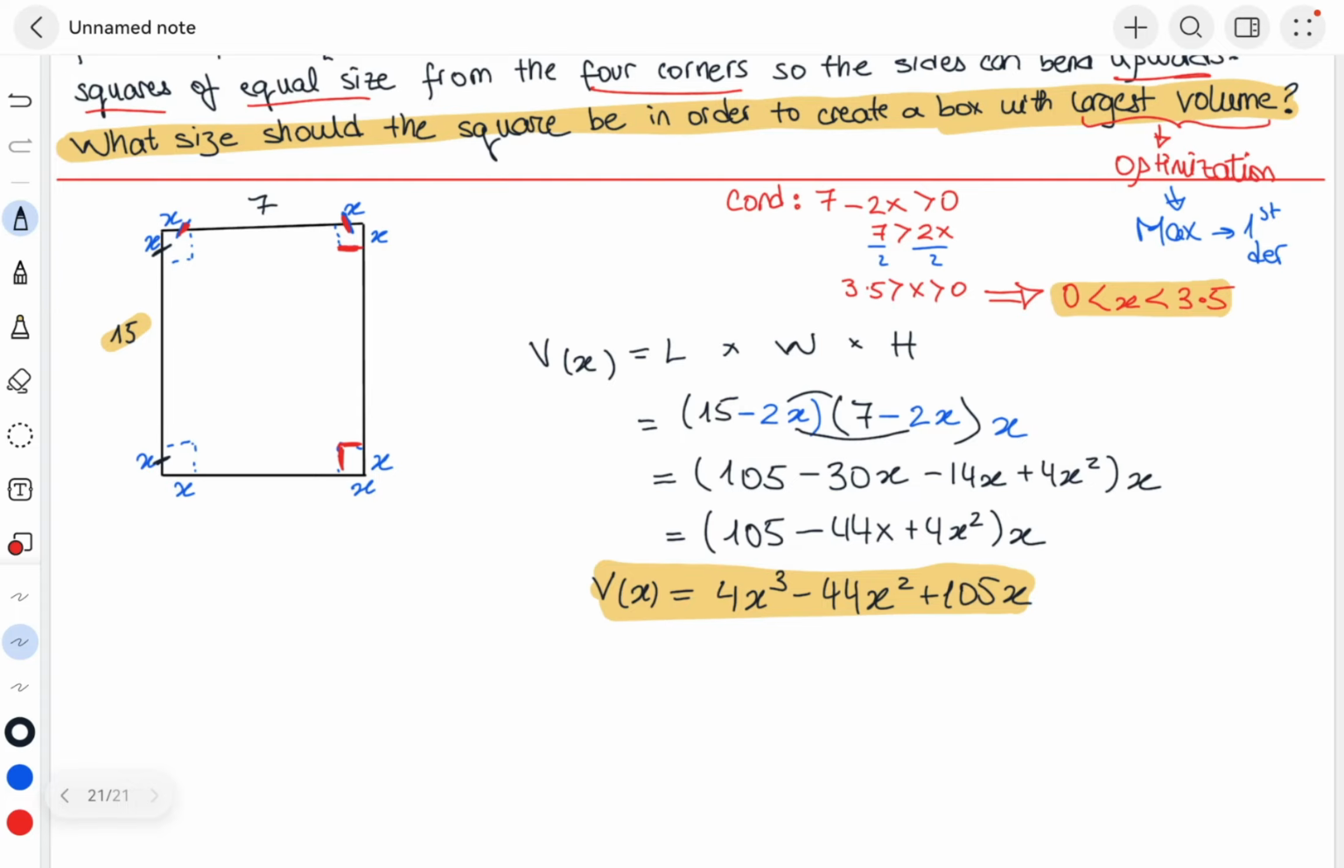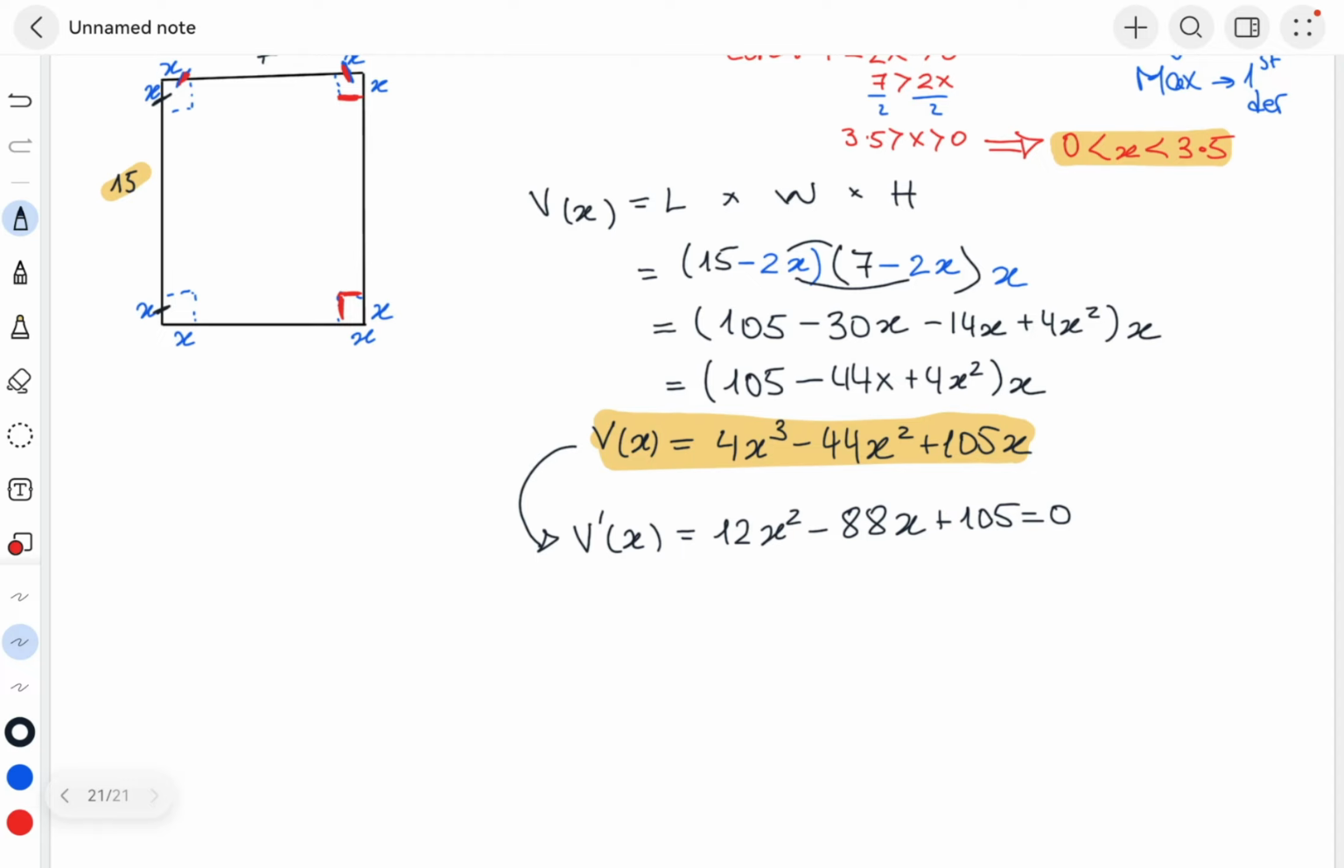Now, to find the maximum or the largest volume, we said we need to find the first derivative. So now we find V prime of x. 4 multiplied by 3 is 12x squared, minus 44 multiplied by 2 is 88x, plus 105, and we equate it to 0. Now you can use mode 5 3 on the calculator, and I already got the values, just so that we don't waste time. We'll have x equal to 35 over 6, which is equal to 5.83. This is x1, and x2 is equal to 1.5, which is equal to 3 over 2.